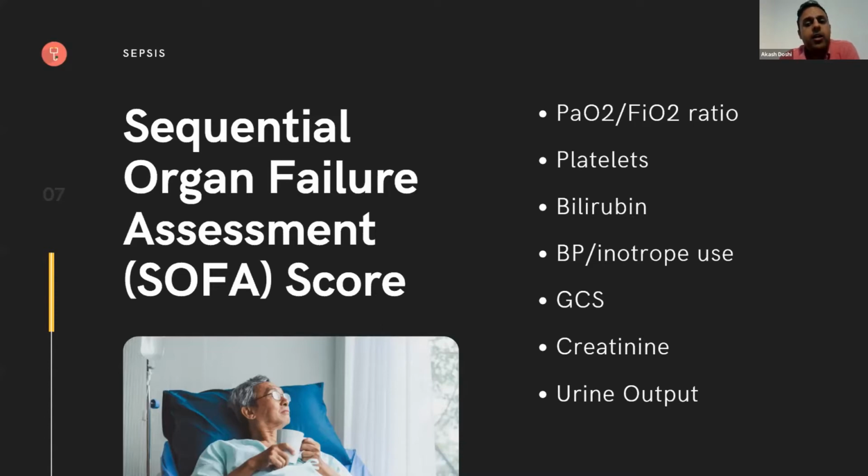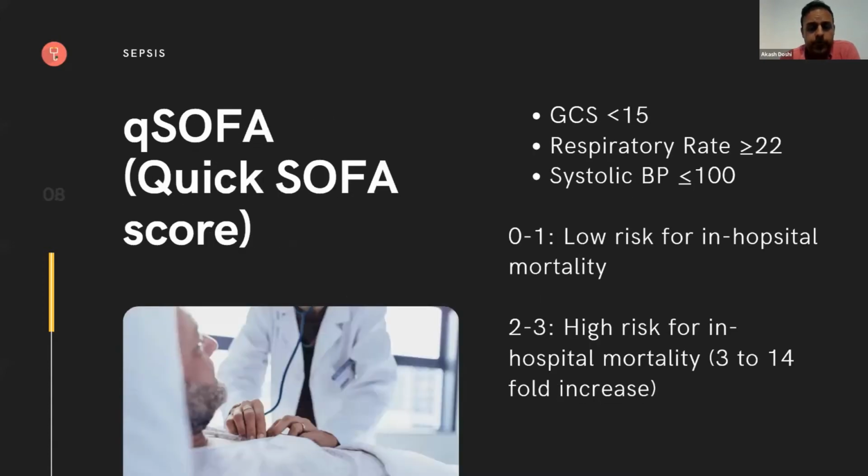In the same way, if you're using up all your platelets because you're getting random clots and random amounts of inflammation, that's also a bad sign. As well as bilirubin, if your liver isn't working, or your blood pressure, or your brain, or your kidneys. So essentially what we're looking at is each main organ in your body, and seeing whether it's working or not. The quick SOFA score is one that is much easier for you and I to use.